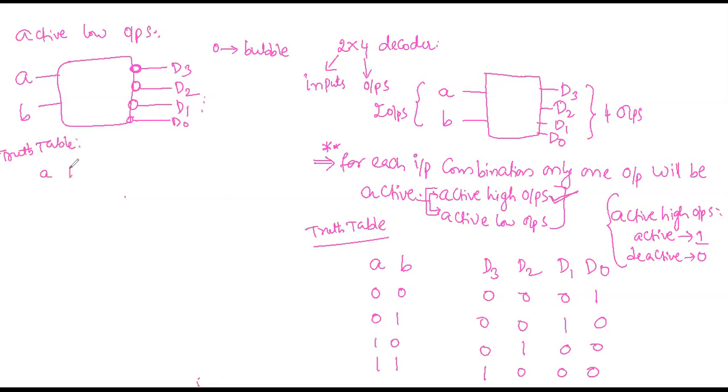A, B, D3, D2, D1, D0: 0, 0, 1, 1, 1, 0. Now look at 0, 0, which indicates decimal 0. So D0 should be active. Here active means 0, deactive means 1.